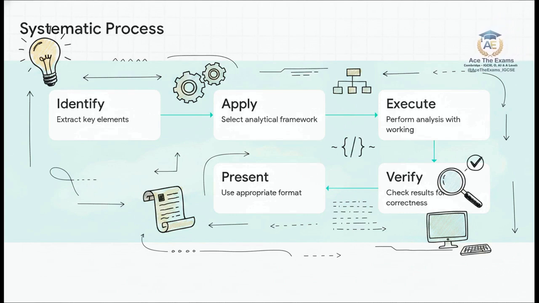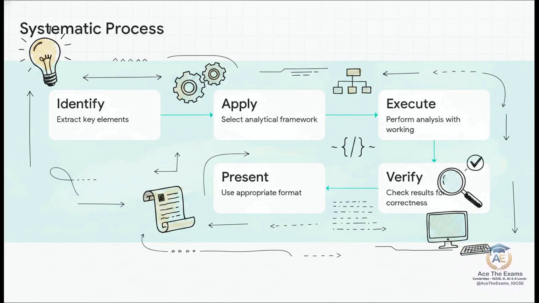Let's actually do a live rewrite of a common question in our heads. Imagine you need to write pseudocode to find a specific user ID in an array of 100 users. Step 1. Identify key elements. Okay, we have an array, it has 100 elements, and we have a target user ID. Step 2. Apply relevant principles. We know we need a linear search, but to optimize it, we need a Boolean flag. Step 3. Execute analysis with clear working. This is where you write your actual code.